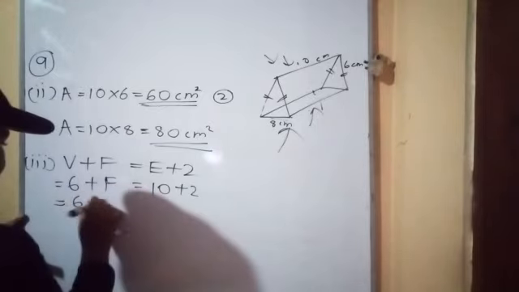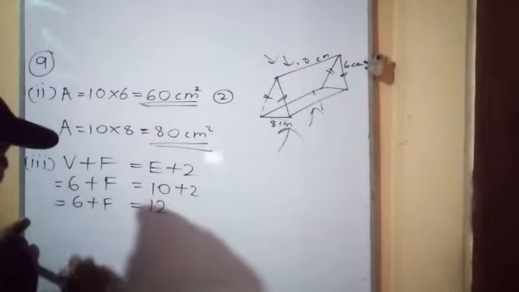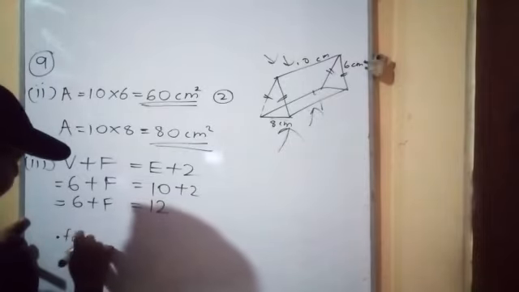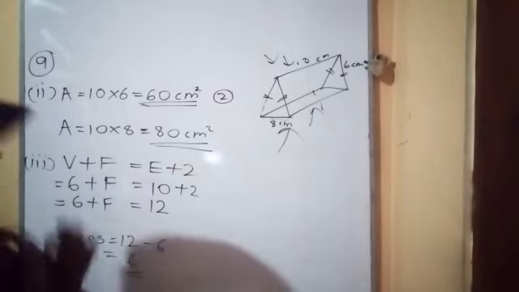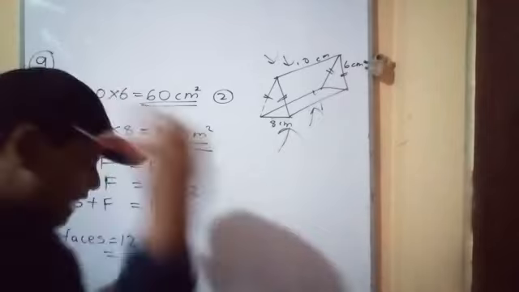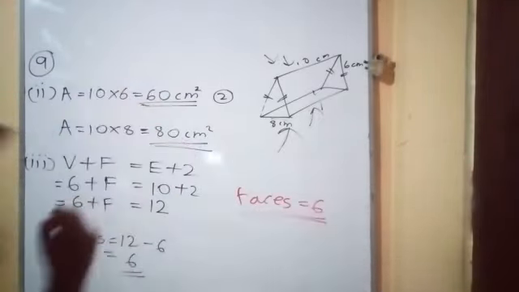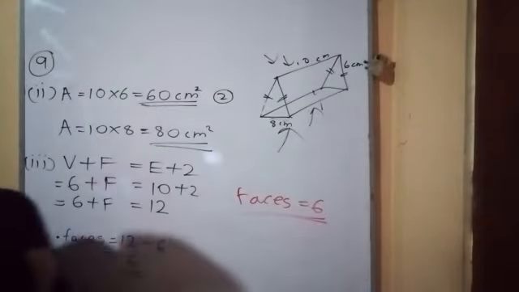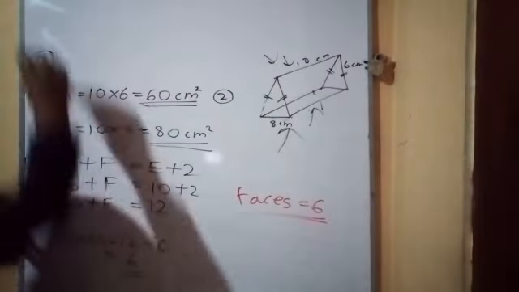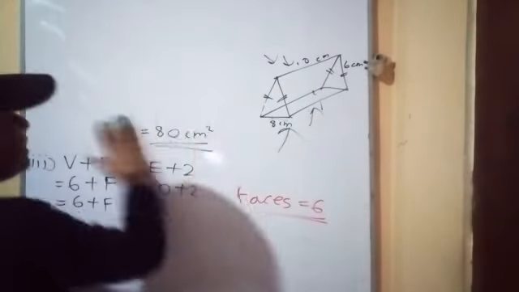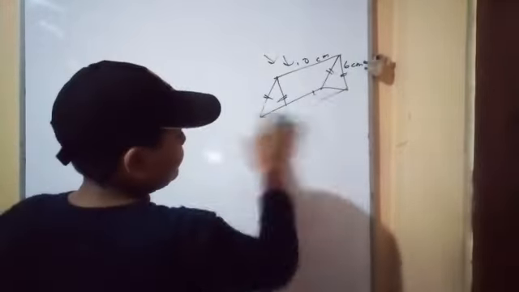That means now 6 plus f equals 12. So you get faces as 12 subtract 6. Answer is 6. How many faces does it have? 6. The ninth question also finished. Very easily you can find that. The ninth question also finished.